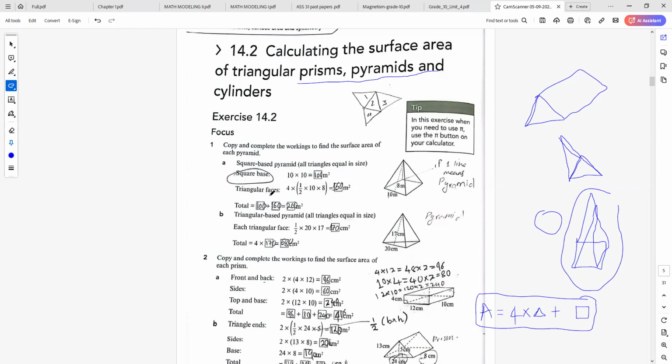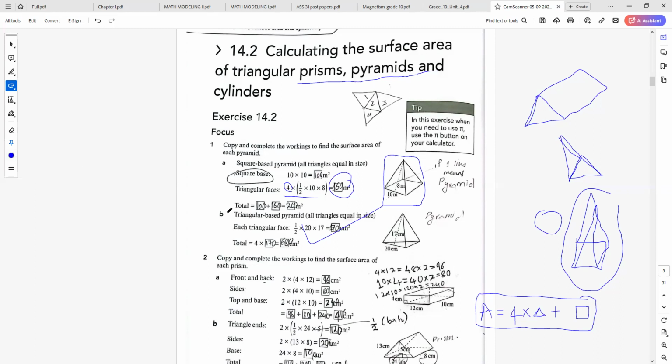Then, triangular faces: there are four triangular faces. So 4 into half into base 10 meters and 8. If you simplify, you get 160 meters squared. Then 100 plus 160 will give you the total surface area of this square-based pyramid. So the answer would be 260 meters squared.